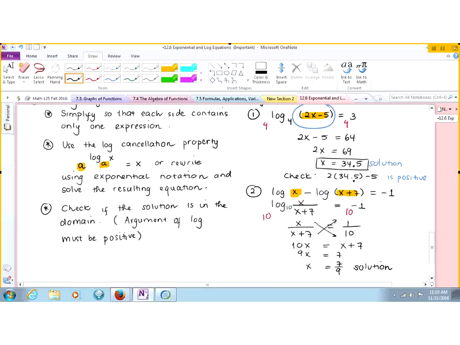This is a common log. If we don't write the log, then the base is 10. This is a common log, remember? Yes, Carol.